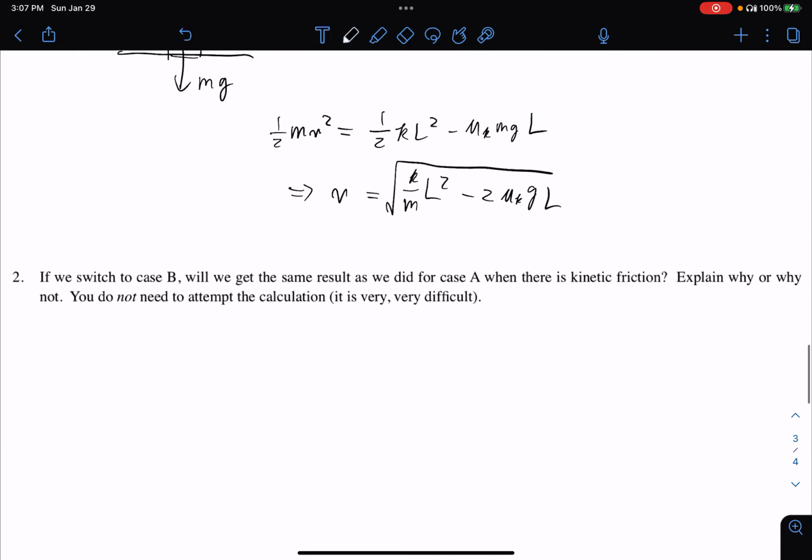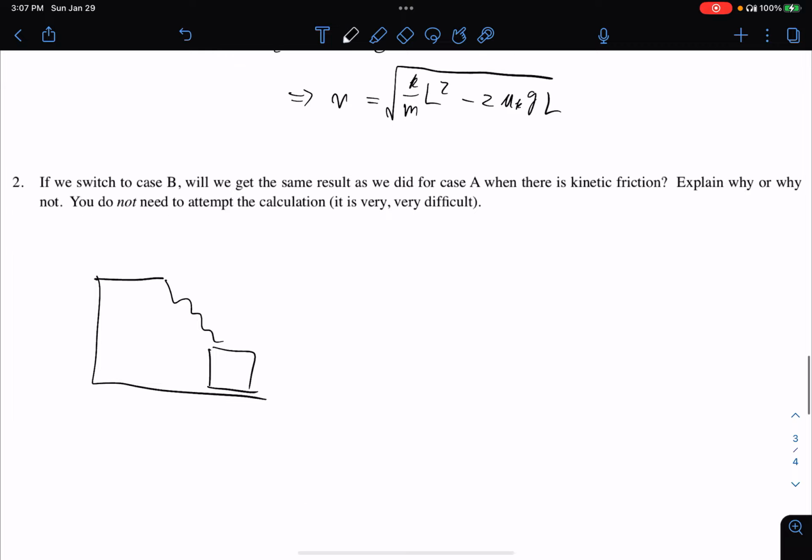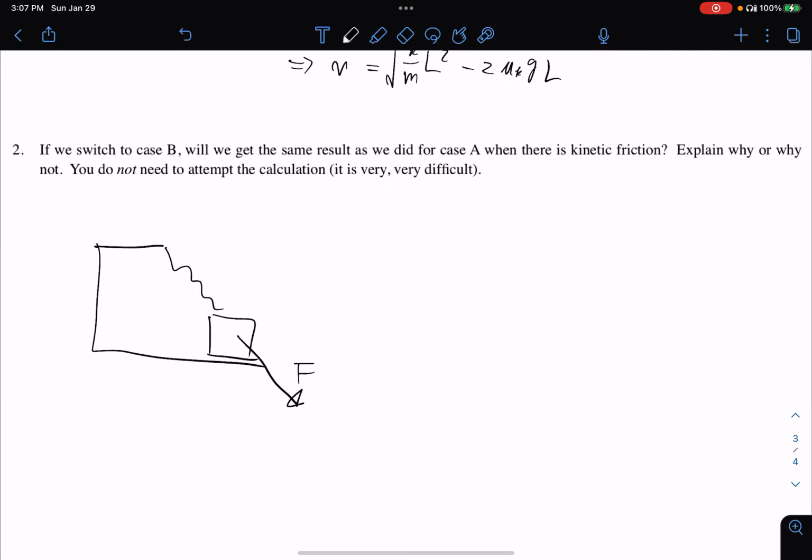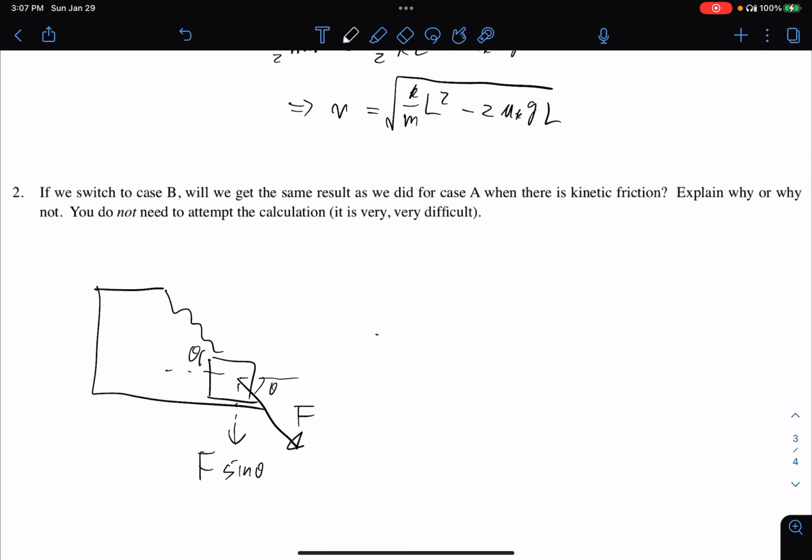For scenario B, because the spring is pushing kind of downward, the force from the spring will have a vertical component going downward. Let's call this angle theta. Then we will have F sine theta going downward, which means there will be an extra term in our normal force to balance this downward force. And this normal force will make the friction become bigger because the block is pressed against the surface of the floor. So we will have a more complicated expression for the friction.